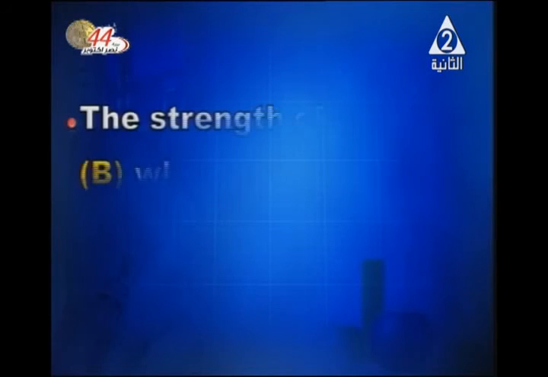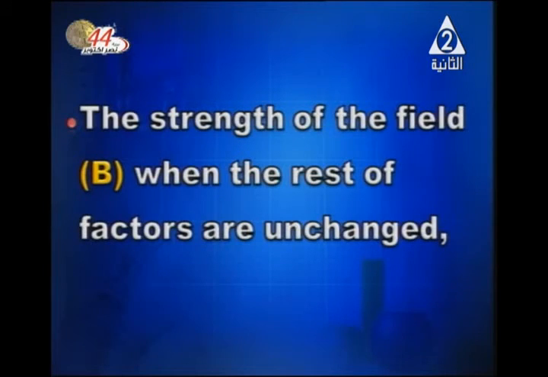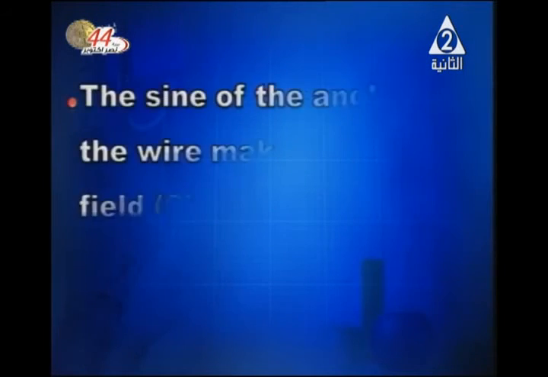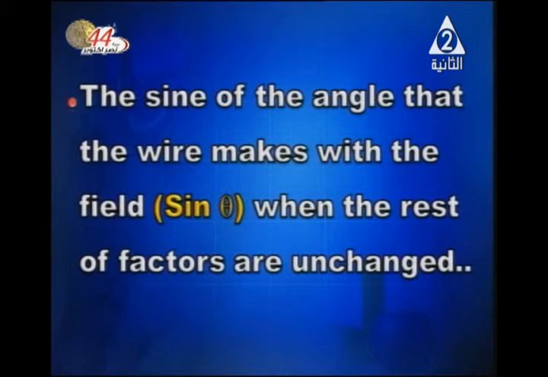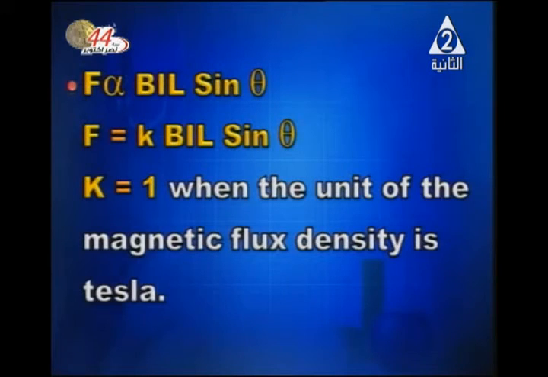Second, another factor is the strength of the field, the magnetic flux density. And of course the force is directly proportional to B. And finally, the sine of the angle that the wire makes with the field, sine theta. All these factors will be combined. So F is proportional to BIL sine theta.